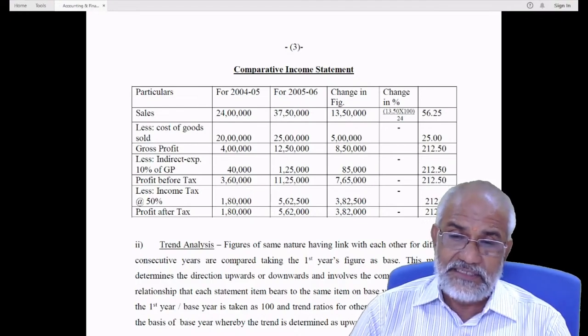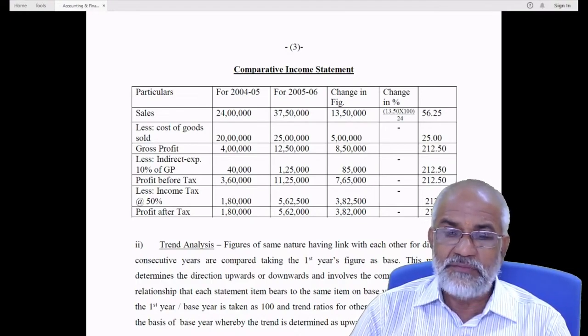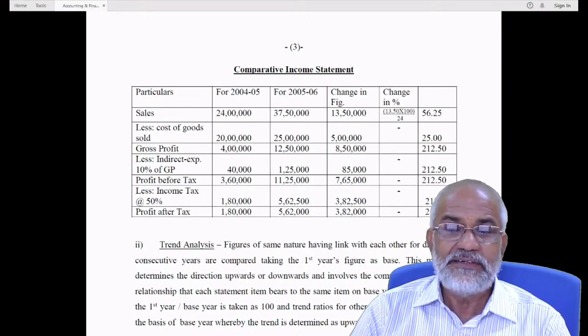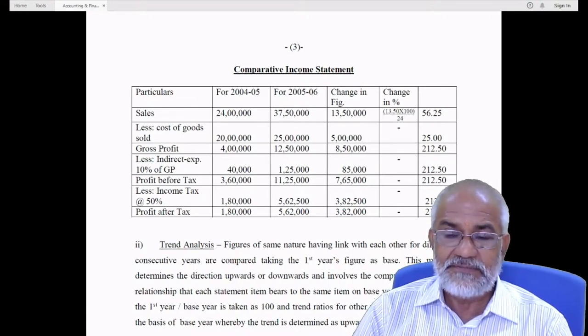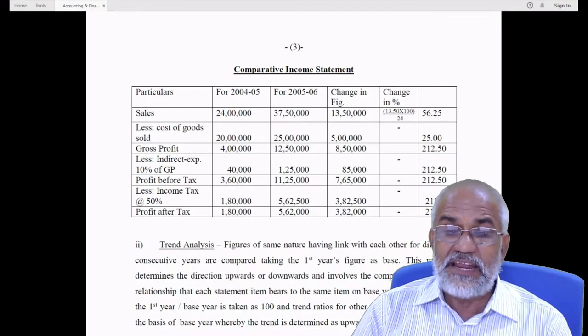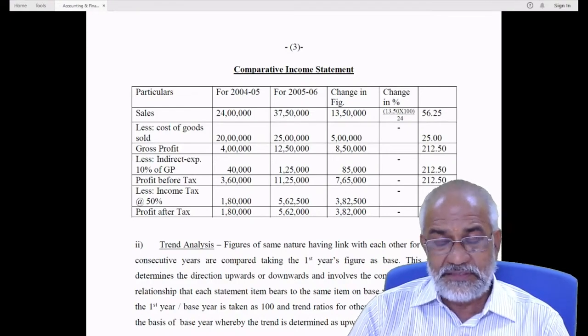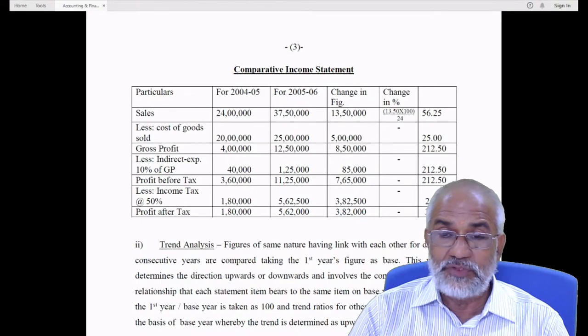So there is an increase. The amount of the increase in income tax is 3,82,500. That is the absolute change in figures. And when we calculate the percentage thereof, it is also coming to the same figure, 212.50%.